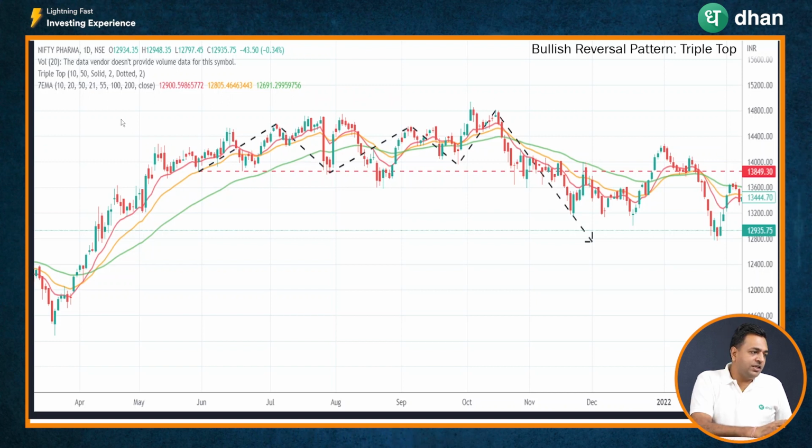So as you can see in this example, the Nifty Pharma Index has given a visible triple top formation where the EMAs, which were initially acting as a support, started acting as a resistance after converging, and the stock or the index went down in line with our expectations.